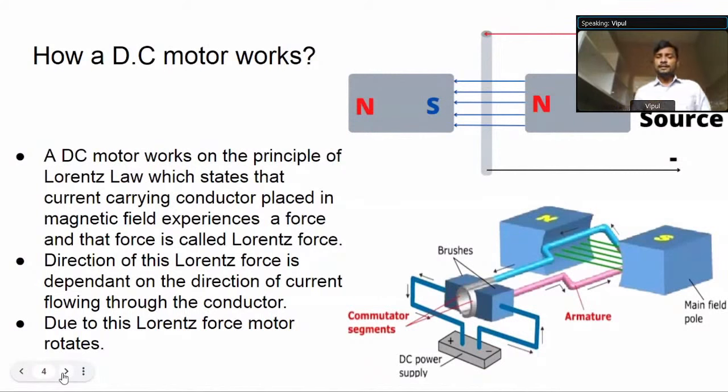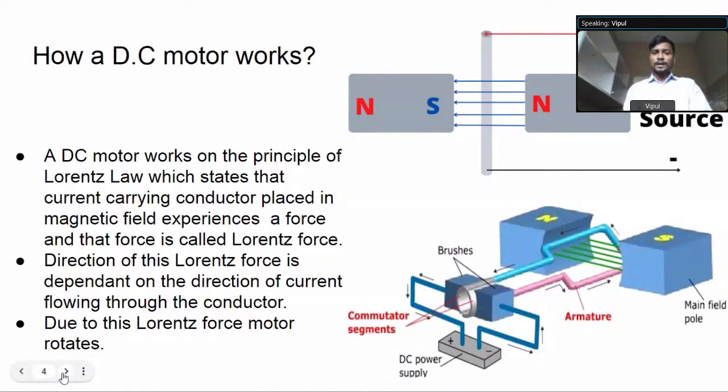But for motor operation, the Lorentz law is applicable to both motors. A DC motor uses the same principle to operate, and the AC motor also uses the same principle, because it is just a relation between current, magnetic flux, and the force experienced by the conductor.